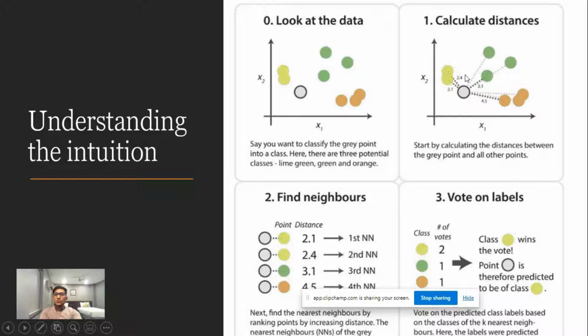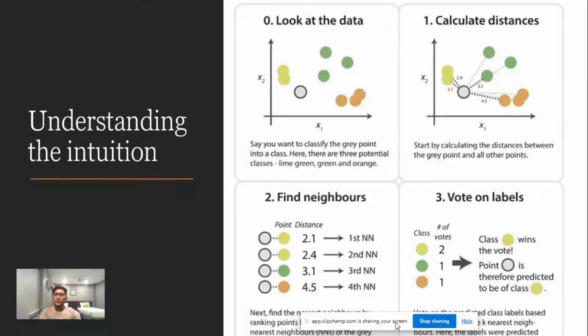The distances are computed based on the distance metric that we decide, whether Euclidean, Manhattan, Minkowski, or whatever else. We find the nearest neighbors to these points. We associate which points are nearest to it. Similarly, all the points would have their order of nearness to this point.